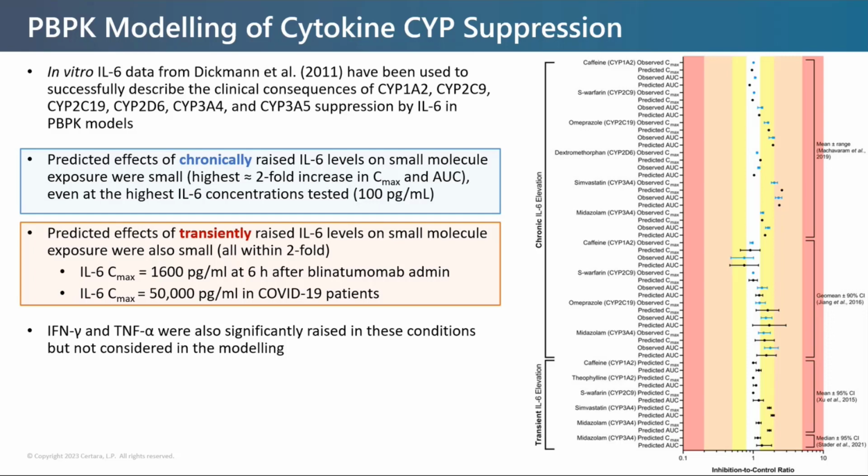On the other hand, a few models focus on predicting transiently raised IL-6 levels, where IL-6 levels increase rapidly to 1600 picogram per ml after blinatumomab administration, or 50,000 picogram per ml in COVID-19 patients, for example. The predicted effects of transiently raised IL-6 on small molecule exposure were also small, with all changes within twofold.